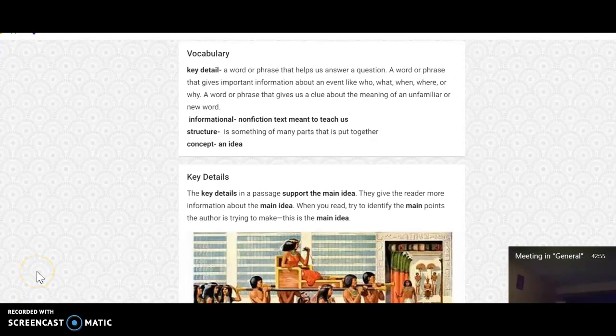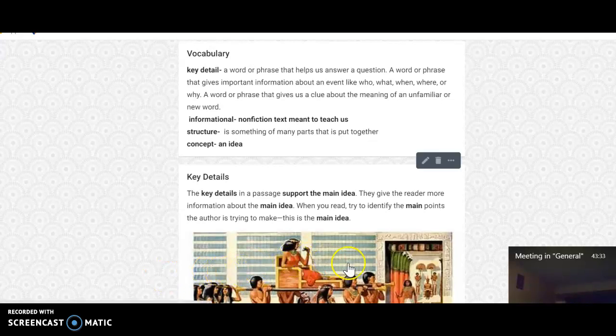Key details in a passage, so in writing, they help support the main idea. They give the reader, so you and me, more information about the main idea. When we're reading, we're trying to identify the main idea, what the author is trying to teach us. Sometimes it's really easy to figure out what the author wants us to know, and sometimes it's a little bit more difficult. But if we're really looking at those key details, then we can figure it out.